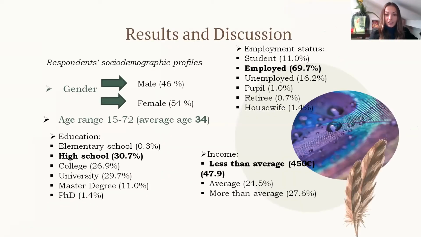Descriptive summary results show that 46% are male and 54% are female. The age range was from 15 to 72 and the average age is 34. When it comes to education, most of the respondents had a high school education and almost 70% of them are employed. The average monthly income in Serbia is about 450 euros, and almost 50% of respondents have less than average.